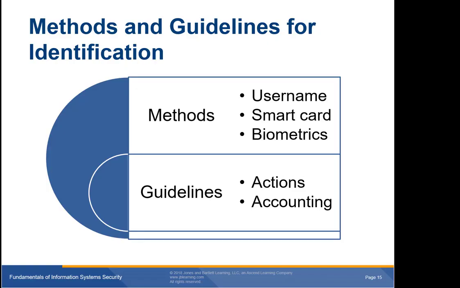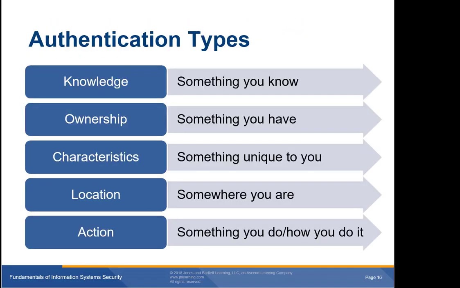In the next section, I'm going to teach you about various methods and guidelines for how a subject identifies itself to a system. So far in this lesson, you've learned about methods to define authorization rules and identify users. The next step is authentication. In this part of access control, the user validates or proves the identity he or she provided during identification.